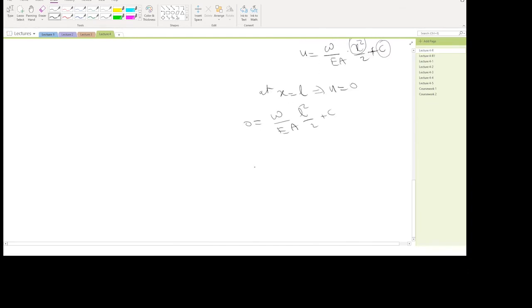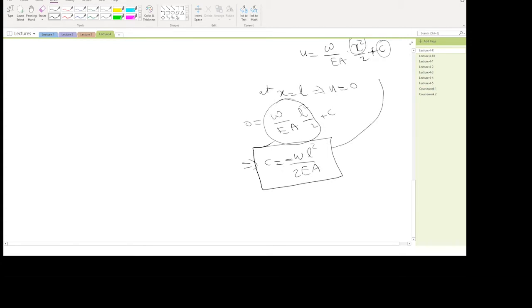And then this is possible if the value of c is equal to, I'm going to take this quantity to the left-hand side, and this will make it negative. So it is going to be wL squared divided by 2EA. So this is obviously negative. So this is the value of c.